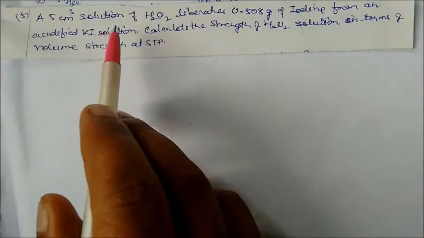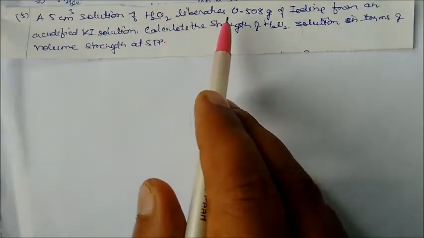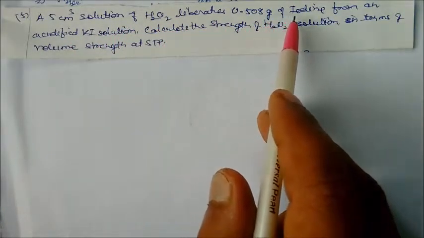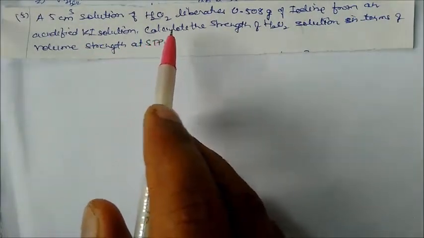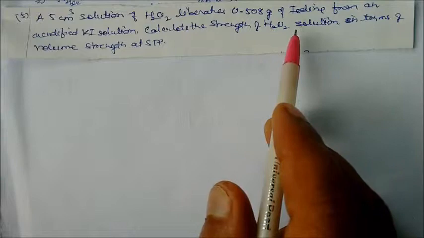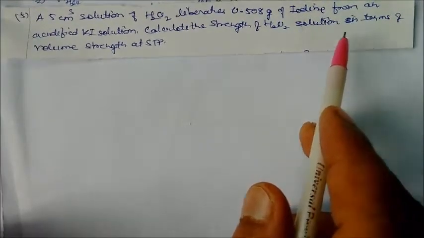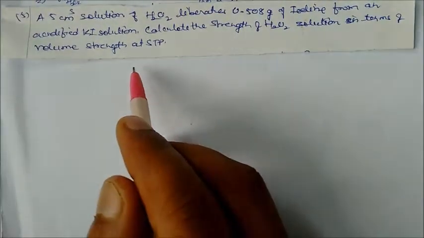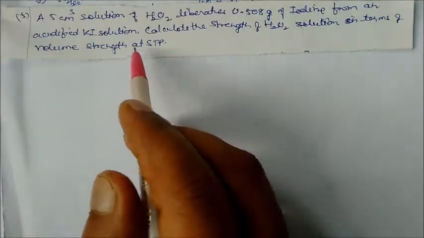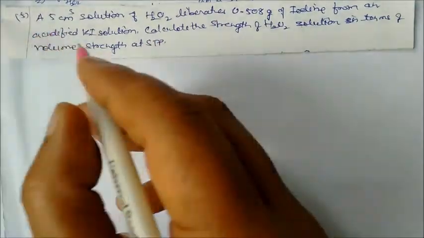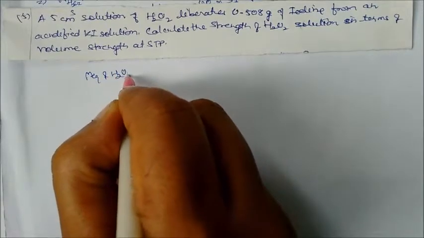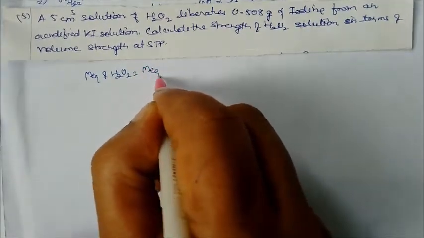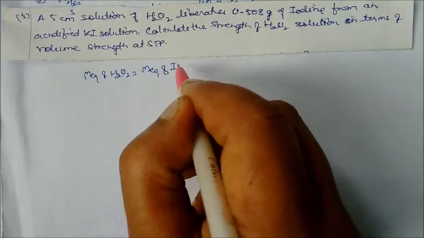5 centimeter cube solution of H2O2 liberates 0.508 gram of iodine from an acidified potassium iodide solution. So calculate the strength of H2O2 solution in terms of volume strength at STP. So we have to calculate the volume strength again here. So again you can use this concept, milli equivalent of H2O2 is equal to milli equivalent of I2. Okay, so again we can use here.